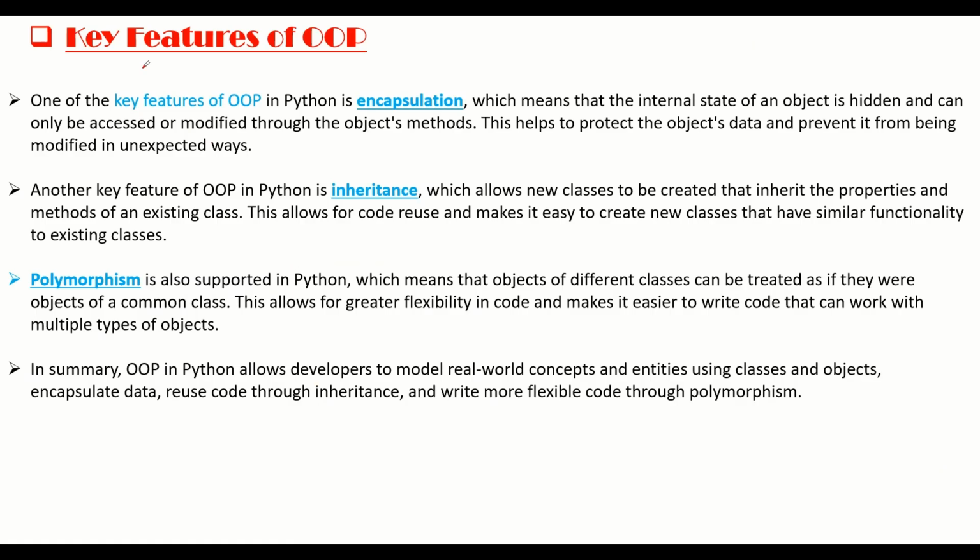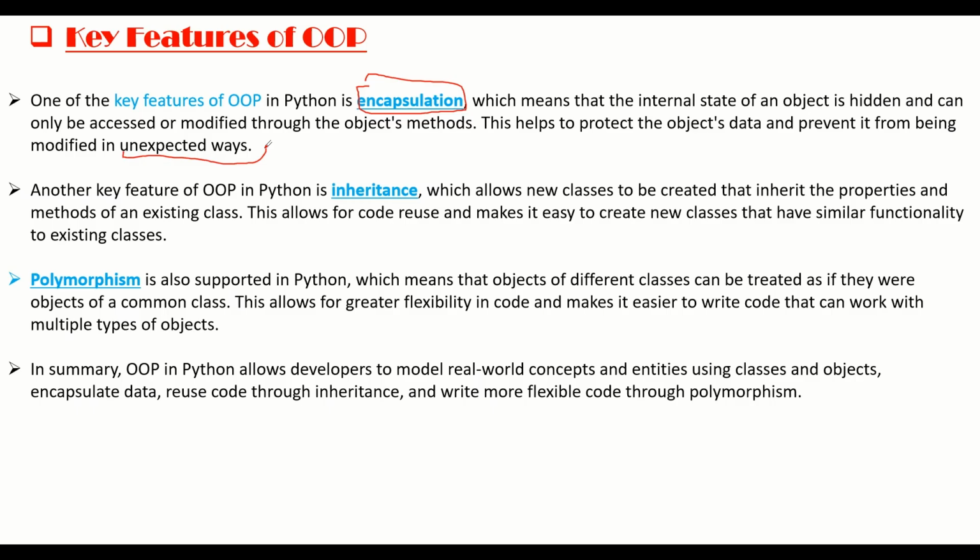So here are the key features of OOP. One of the key features of OOP in Python is encapsulation. So guys, what is encapsulation? We will cover it after some topics. It means that the internal state of an object is hidden and can only be accessed or modified through the object's methods. This helps to protect the object's data and prevent it from being modified in unexpected ways.